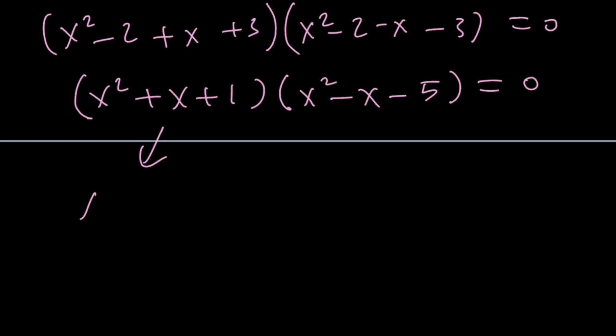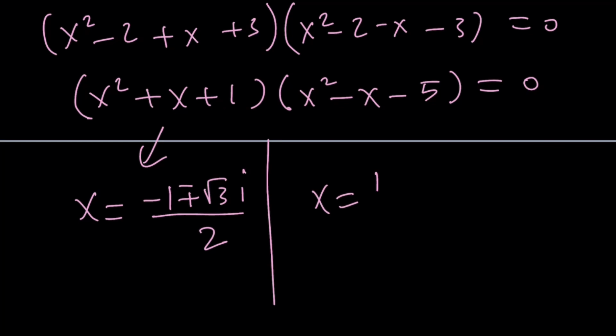So they're going to be negative b plus or minus the square root of b squared minus 4ac, which is going to be square root of 3 i divided by 2. And I know I messed up on one of the problems on a plus b. I'm going to fix it. And this one is going to give me negative b plus or minus the square root of b squared minus 4ac. That's going to be square root of 21 divided by 2. And those are going to be the real solutions.